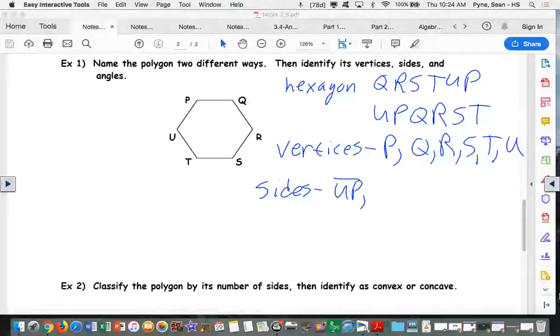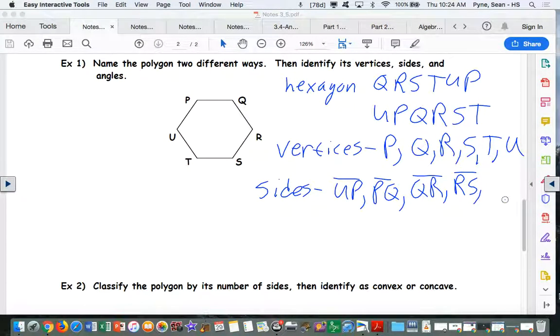Okay, what would be another side then? QR. Now I would be careful. You can do that, QR, but I would stay in the order. So if you did UP, my next one would be PQ. And just keep going around it. Name all of them. You have to name all 6. QR, RS, ST, TU. Yeah, you should have 6. If there are 6 sides, you should have 6 written down.